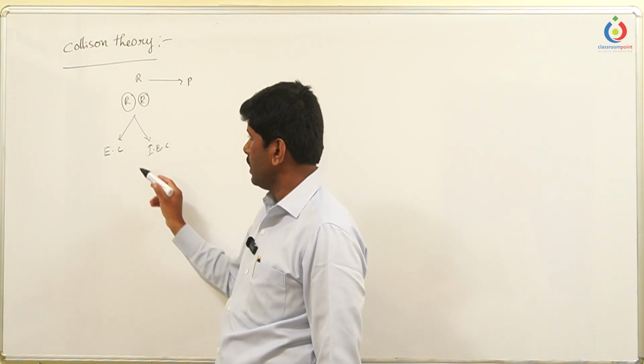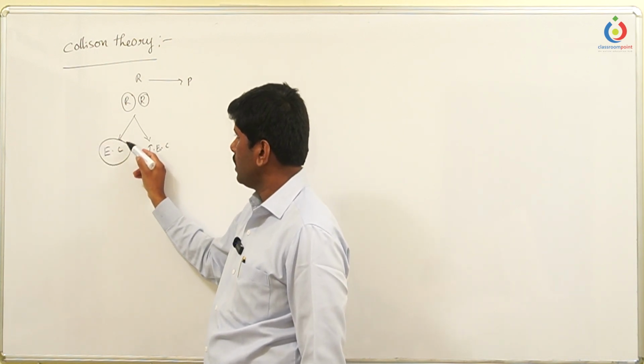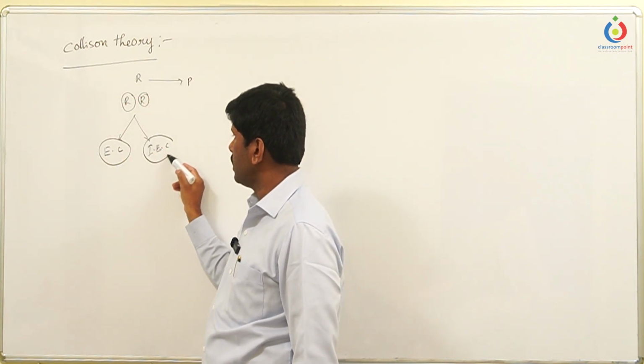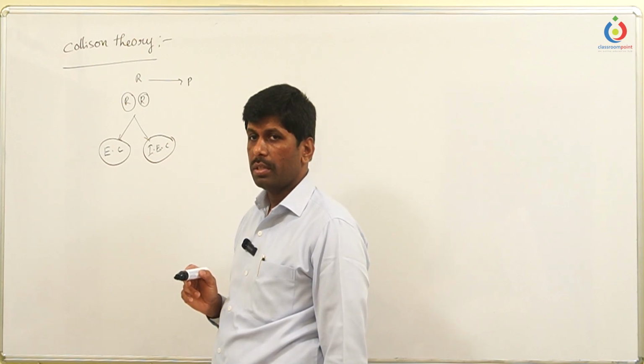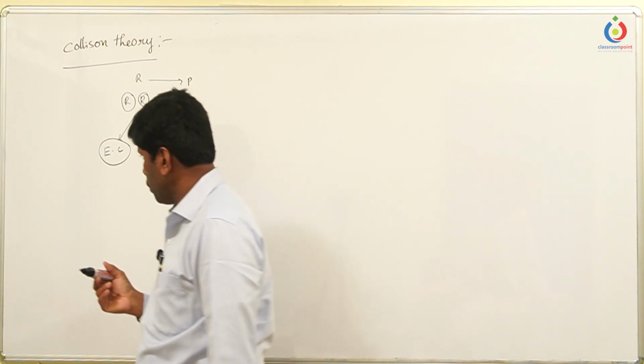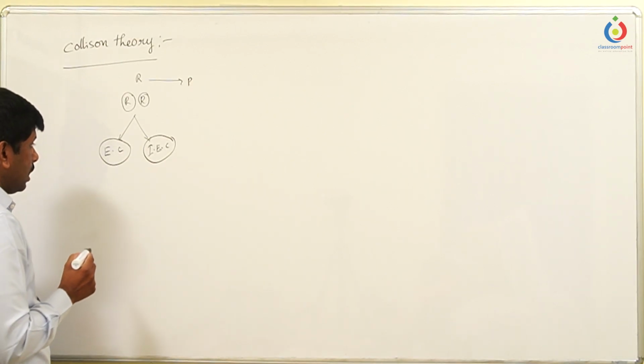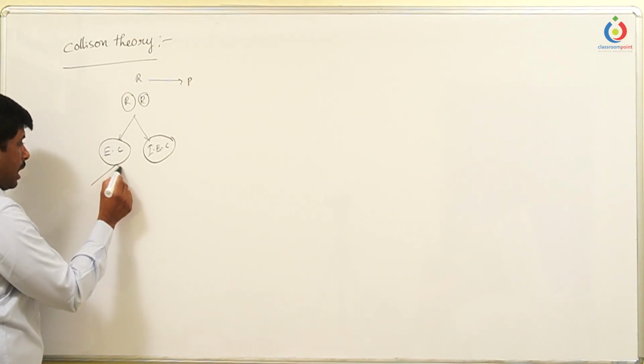So effective collisions means only these collisions convert the reactant molecules into the products, and the remaining collisions do not give the products. So why do effective collisions give the products? Why do ineffective collisions not give the products? Effective collisions again mainly have two things.